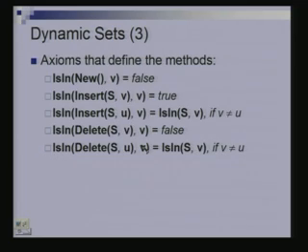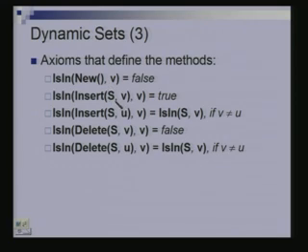Okay. And I talked about axioms which tell us how these operations should behave, and we could write axioms in the following form. So, when I create a new set and I ask you, is V in the new set? When I create a new set, it is empty, there is nothing in the set. So, the answer to this should always be false, no matter what V is.